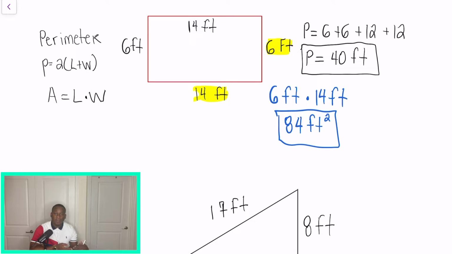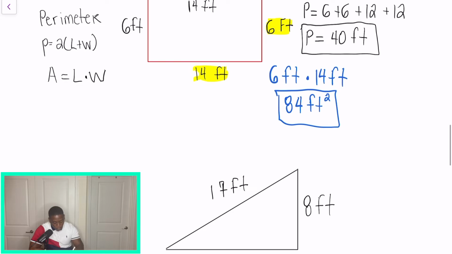Now we're going to switch shapes, and we're going to talk about the triangle. So with the triangle, perimeter is the same thing, right? P is equal to A plus B plus C, just like the Pythagorean Theorem. We have A, B, C. We just add all the sides together.